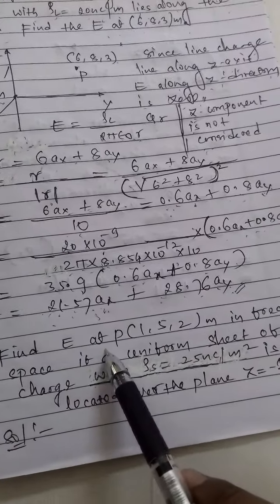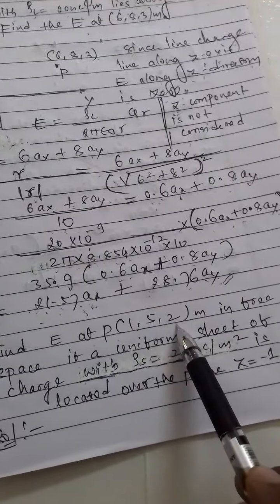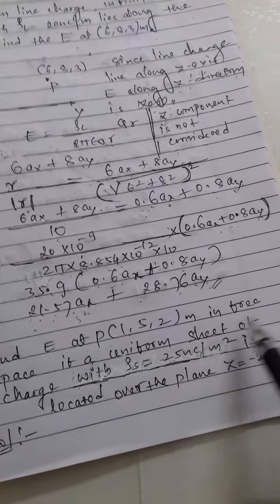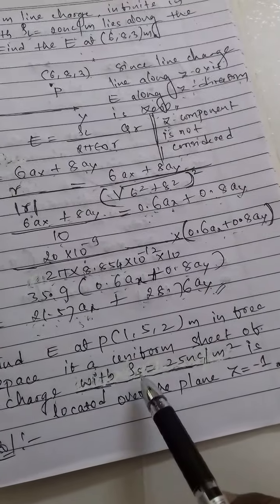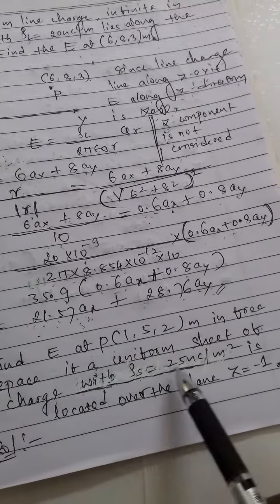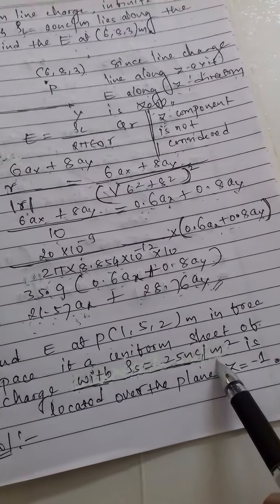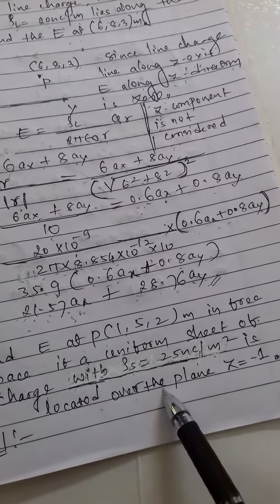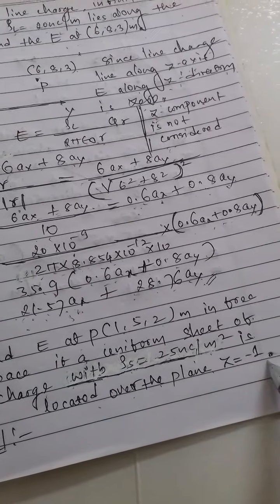Find the electric field at point P (1, 5, 2) meters in free space if a uniform sheet of charge with surface charge density equal to 25 nanocoulomb per meter square is located over the plane z equal to -1.